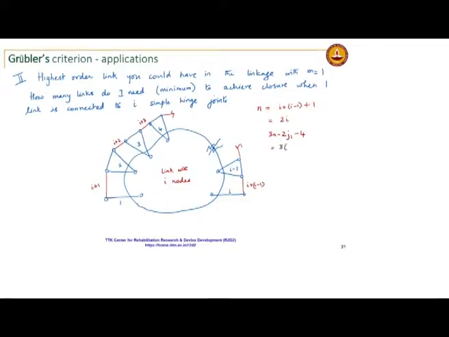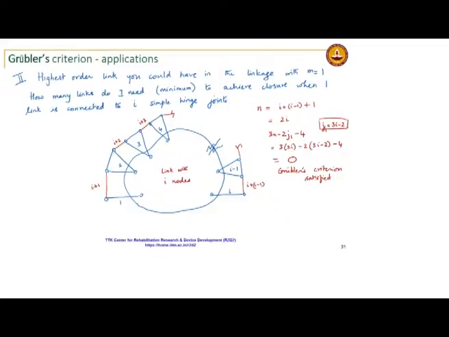So, 3n is 3 into 2i. What is the number of joints that you have? Count the number of joints. What do you get there? Yeah, that would give you 3i minus 2. So, j1 equal to 3i minus 2. So, I get 6i minus 2 into 3i minus 2 minus 4, which is 0. So, Grubler's criterion is satisfied. So, I do get a single degree of freedom mechanism with these 2i links.